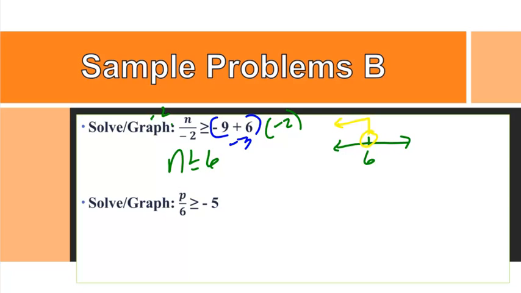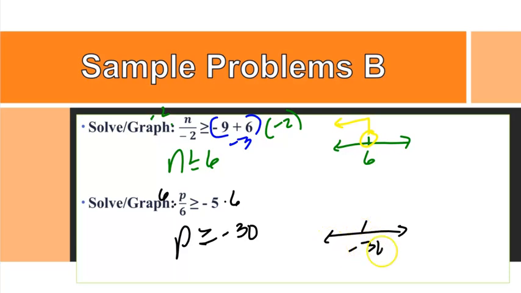Next, the opposite of dividing by 6 is multiplying by 6. Do that on both sides. P is going to be greater than or equal to a -30. On a number line, got -30 here. Got a filled in circle because it can equal -30. Greater than means going to the right.